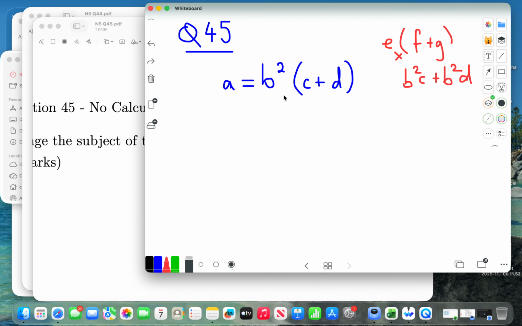So the B squared is being multiplied on the right hand side. We're going to divide it, but we have to divide on both sides. You do the same on both sides of any equation. So we will get A over B squared equals C plus D. Now we can take away the D on both sides.